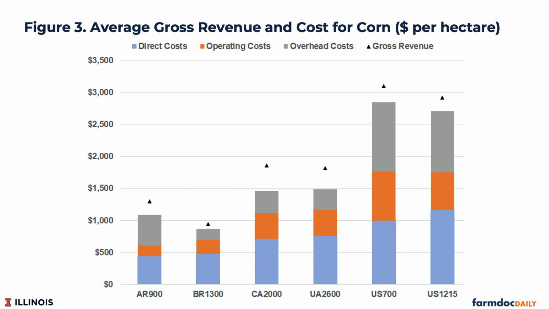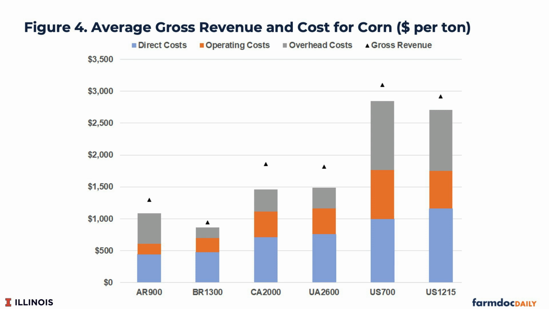Examining individual years, the typical farm in Argentina had an economic loss in 2020. The typical farm in Brazil had economic losses in 2018, 2019, and 2021. The typical farm in the Ukraine had an economic loss in 2022. The typical farm in Iowa had economic losses in 2018 and 2020, and the typical farm in Indiana had economic losses in 2018 and 2019.